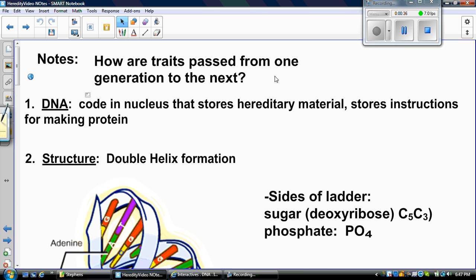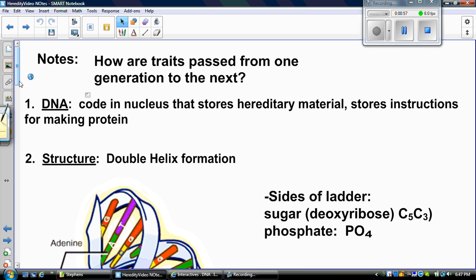Okay, so remember we were talking about how our cells contain chromosomes? Well, inside those chromosomes is DNA. DNA is the code in the nucleus that stores hereditary material. It stores instructions for making protein. So the DNA is inside the nucleus, inside a chromosome.